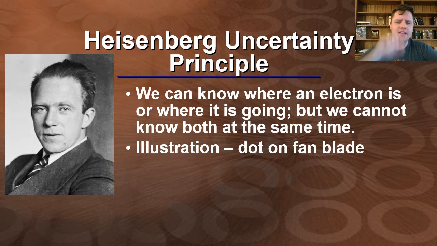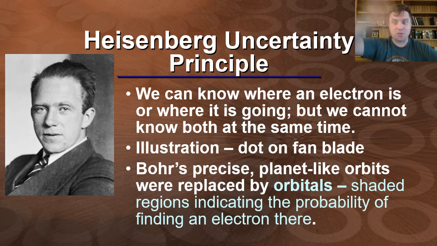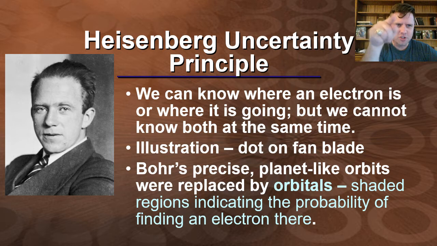It's kind of like the dot on the fan blade. If you can locate it specifically, it is right here, you might not be able to tell which direction it's going. Or if you can tell the general direction in which it's going, you can't tell exactly where it is at the moment in which you're observing its motion. Like, it looks more like maybe a circle, right? You know what path it's taking now, but you don't know exactly where it is. But if you stop the fan blade and you just look at the dot, you don't know where it's going.